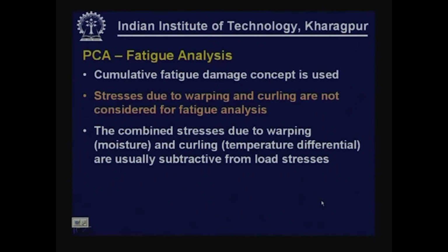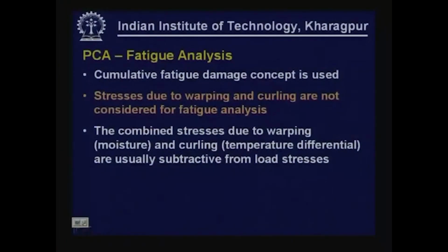Cumulative fatigue damage concept is used in PCA. Stresses due to warping and curling are not considered for fatigue analysis. These stresses are not added to the wheel load stress while carrying out fatigue damage analysis, because both of them are happening throughout the year, throughout the life period, and the combination being additive is not possible. Sometimes it is additive, sometimes it is subtractive.